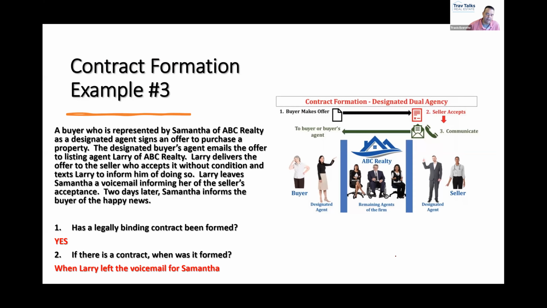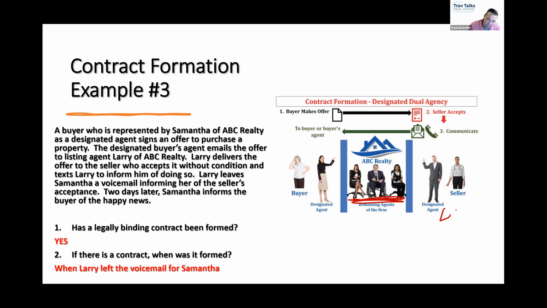And there's a diagram where what we've actually done is pulled the agents out and put them on each side, of course, with everybody else in the middle. What are all the rest of these people? The remaining agents of the firm, what kind of agency do they have? Are they designated dual agents or just dual agents? Who does the firm work for? In this case, isn't ABC Realty the agent of both people? Yes, it's dual. So what is everybody else in ABC Realty other than Larry and Samantha? They're dual agents.